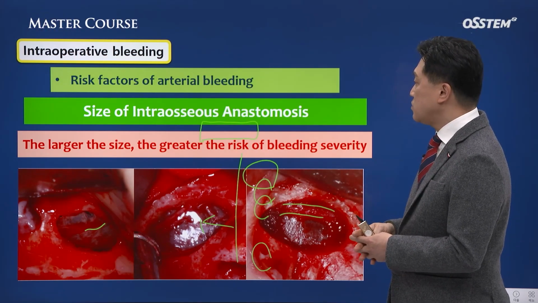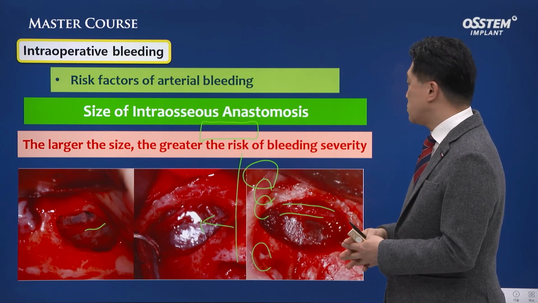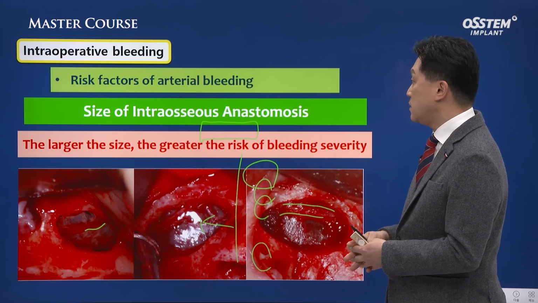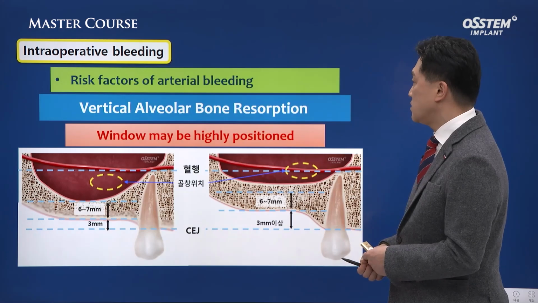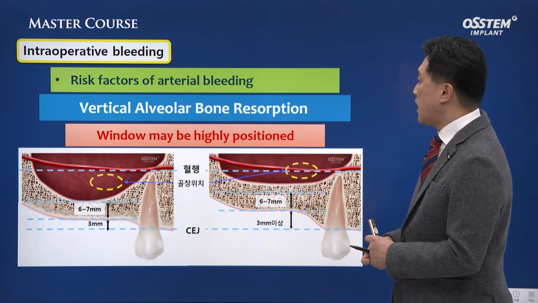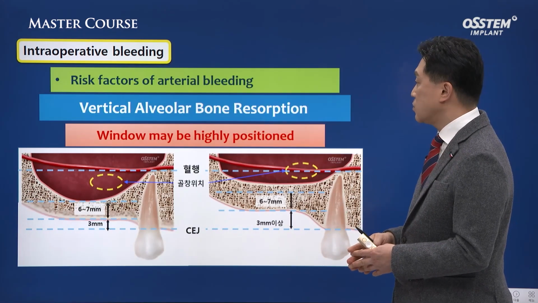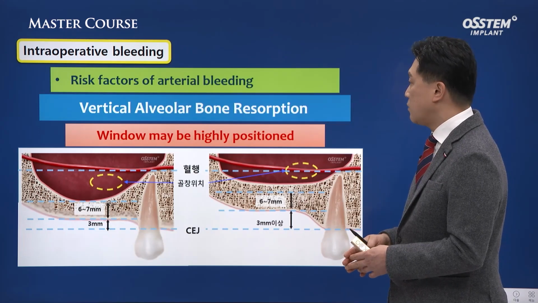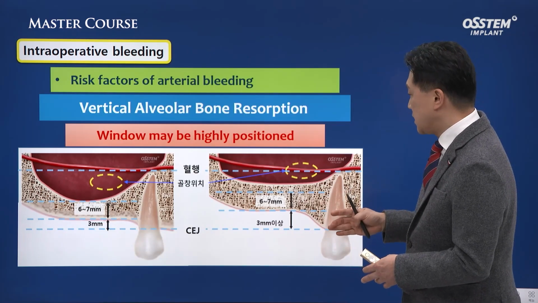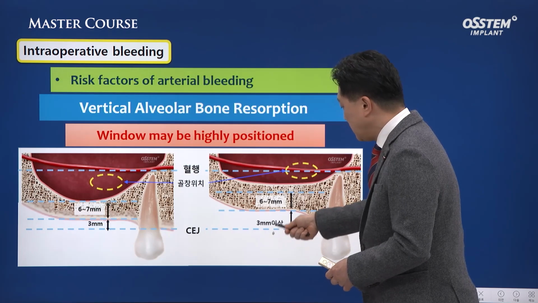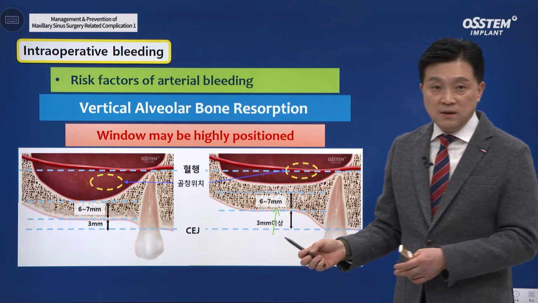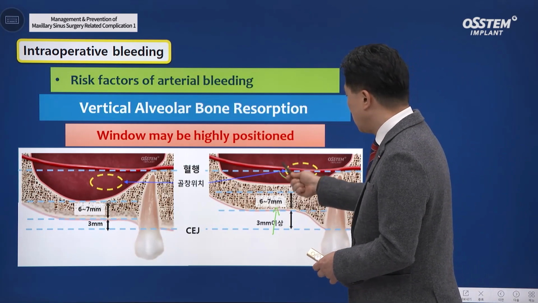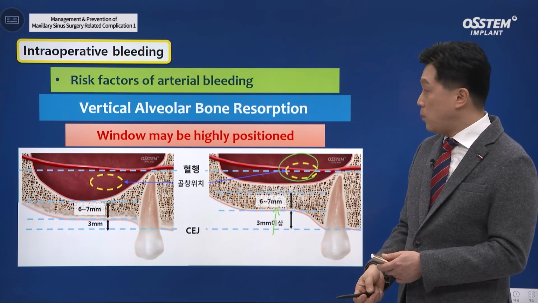If you look at the size of the artery, the bigger the size, the risk of bleeding severity may increase. Third, we need to look at the vertical alveolar bone resorption. The risk can vary depending on it. If there is significant resorption, the window position goes up. In this case, there's a higher percentage of coming across the artery.